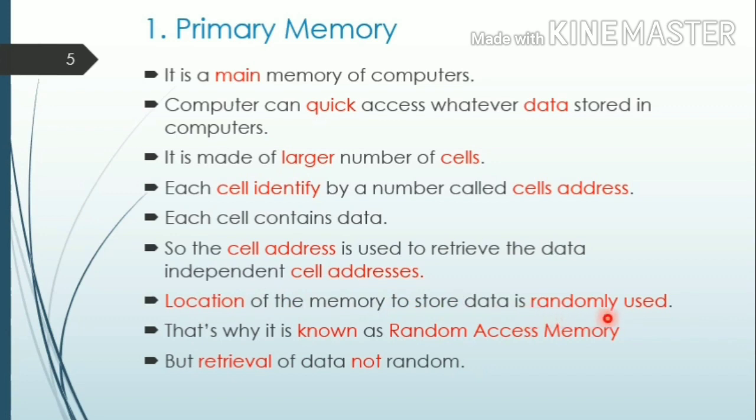Many times in the class we have discussed that whatever data we are storing on the hard disk is not in a line, say 1 2 3 4, it is like 1 4 10 15. So the location is randomly used by the computer, wherever the head is, it writes there only. Okay, now that's why it is known as random access memory, in short form we call it RAM. Now, but retrieval of data is not random.